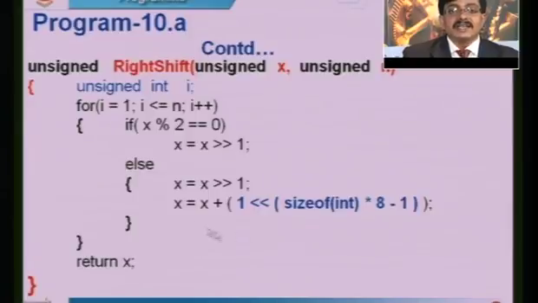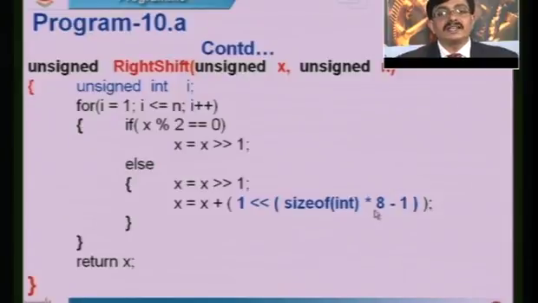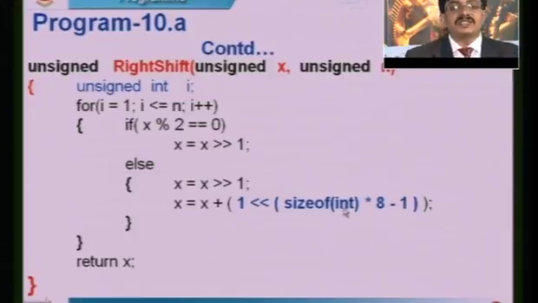What we do now is, x is equal to x plus the value 1 left shifted by size of int into 8 minus 1. If I am using a 16-bit machine, size of int will return 2 bytes. So 2 into 8 is 16, 16 minus 1 is 15 times I am performing the left shift, and then I am adding to x to get the result of a right rotation. And in case I am using a 32-bit machine, size of int will be 4 bytes, 4 8s are 32, 32 minus 1 is 31 times I will be performing the left shift, and then I am performing the addition. This is most important here.